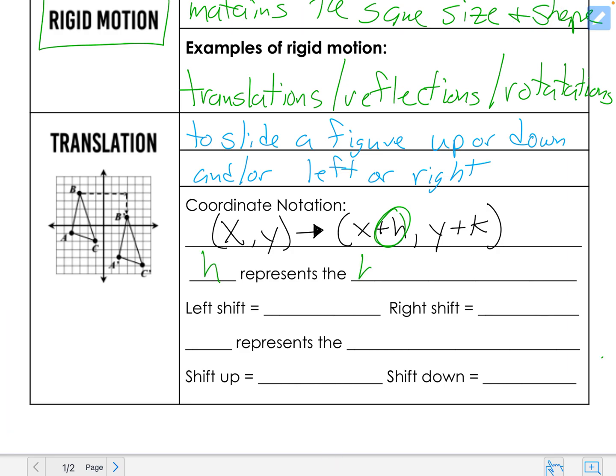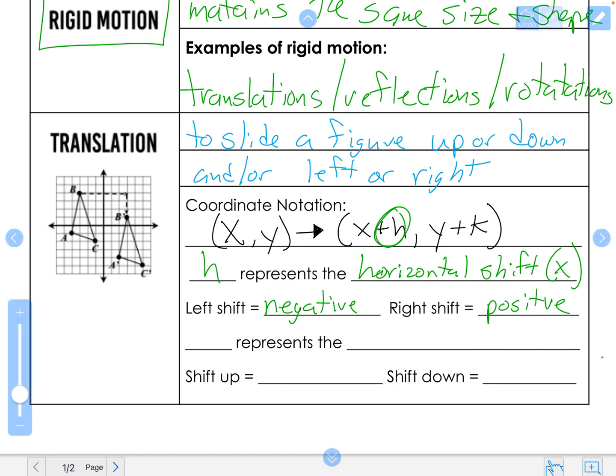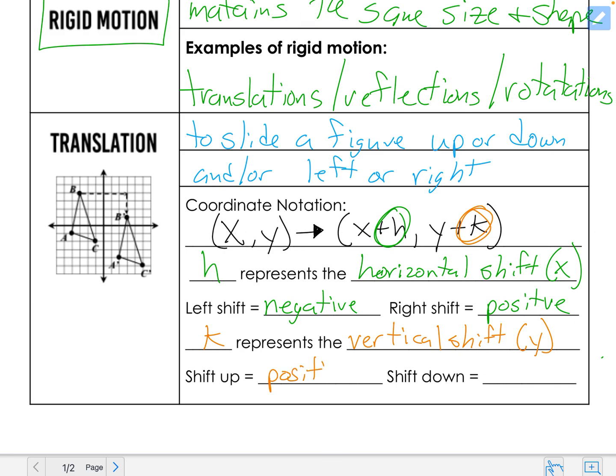In this rule, our h represents the horizontal shift, which is the x-axis. A left shift is negative. A right shift is positive. And our k represents the vertical shift, which is the y-axis. A shift up is positive. A shift down is negative.